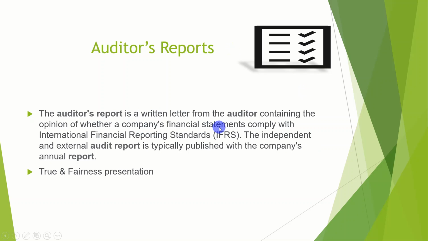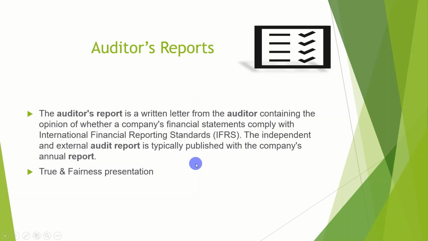The auditor's report is a written letter from the auditor containing the opinion on whether the company's financial statements comply with IFRS. The independent and external audit report is typically published in the company's annual report. There is an annual report which includes the financial statements, balance sheet, P&L. So it is an independent audit report. The auditor gives the report to the management: we have done the audit, this is our opinion, this is our findings. We check whether the company accounts are prepared according to IFRS or not. So this is what we have done.